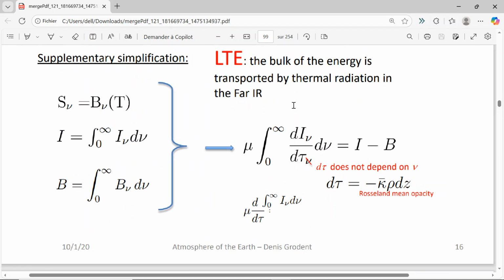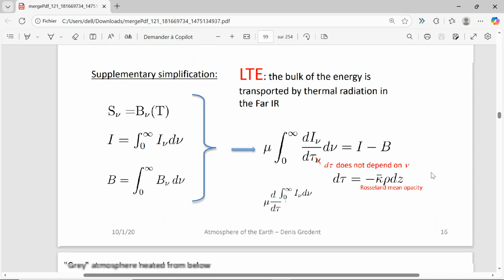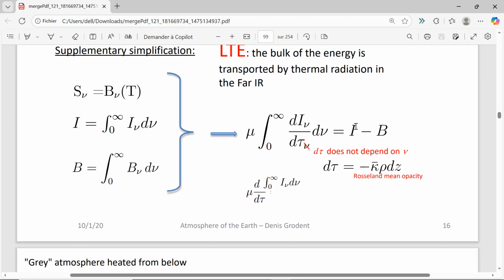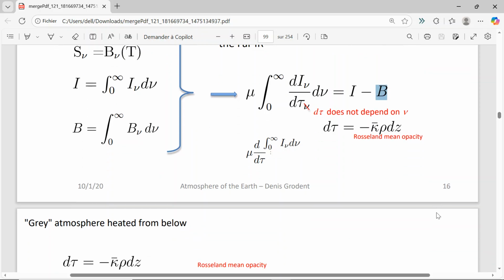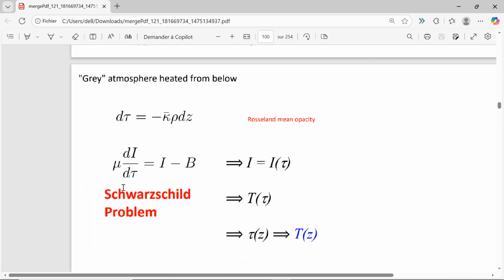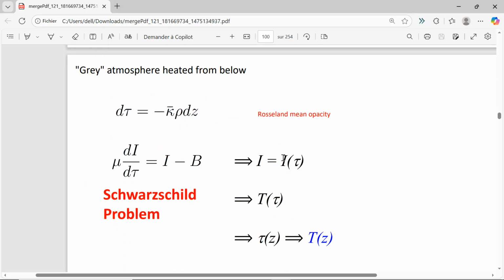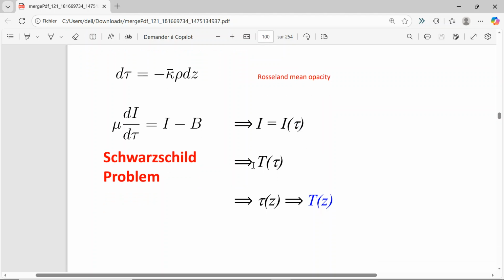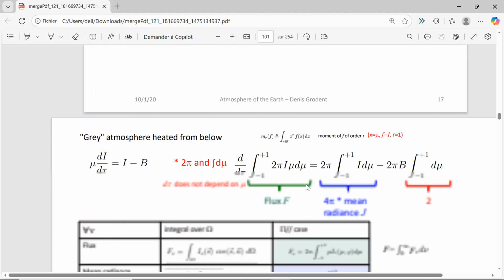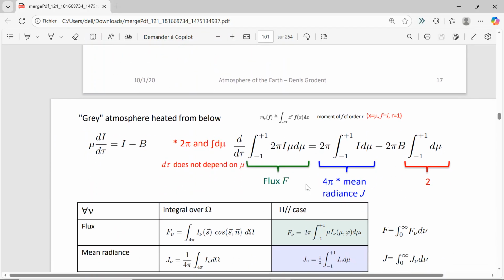Assuming that the optical depth doesn't depend on the frequency because we have approximated it by the Rosseland mean, this is equal to E minus B, B being the blackbody radiation. The Schwarzschild equation allows us to find the evolution of the intensity of the photons with respect to the optical depth, which can lead us to the temperature variation with the optical depth. But how does this optical depth vary with the atmosphere, and how does the temperature finally vary with the altitude? Sorry.